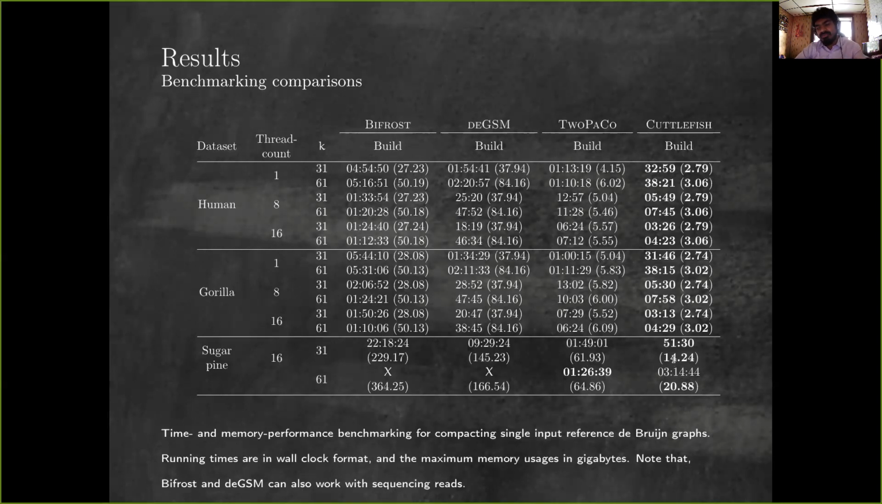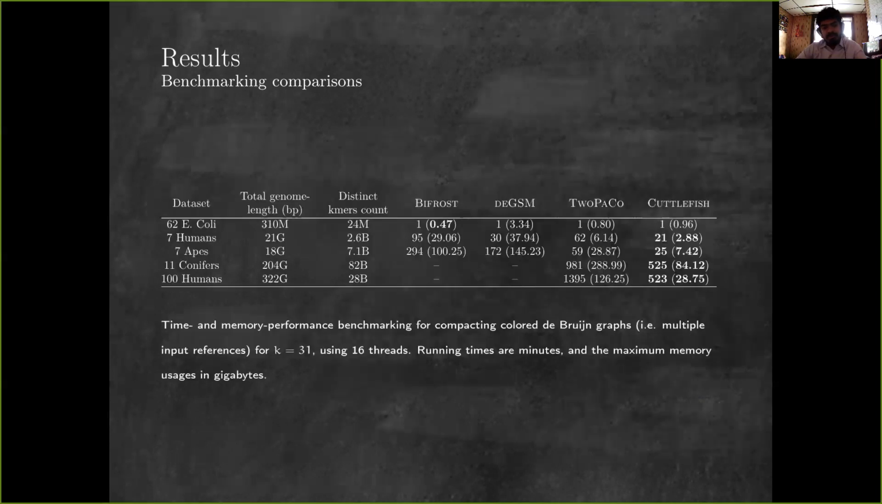Similarly, for multiple input strings, Cuttlefish performed better than the other two. For example, for the 7 humans dataset using 16 threads, Cuttlefish required 21 minutes using just shy of 3 gigs of memory, while the other tools required from at least 30 minutes to up to 95 minutes, with at least 6 gigabytes of memory and up to 38 gigabytes of memory.